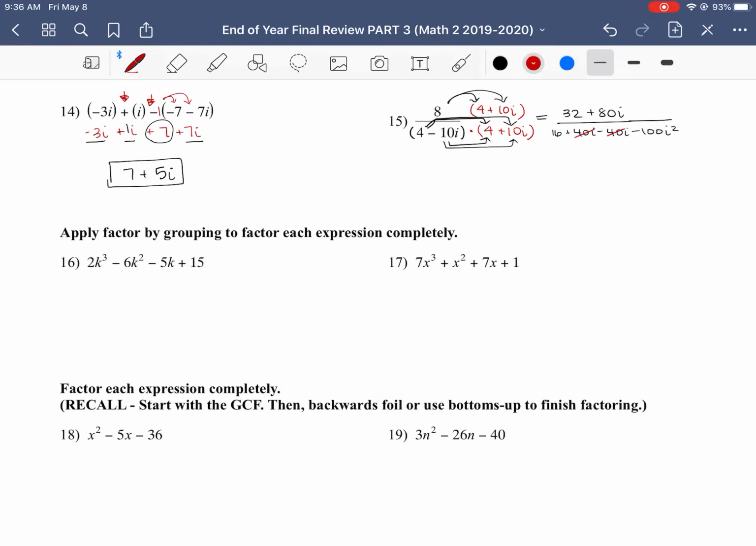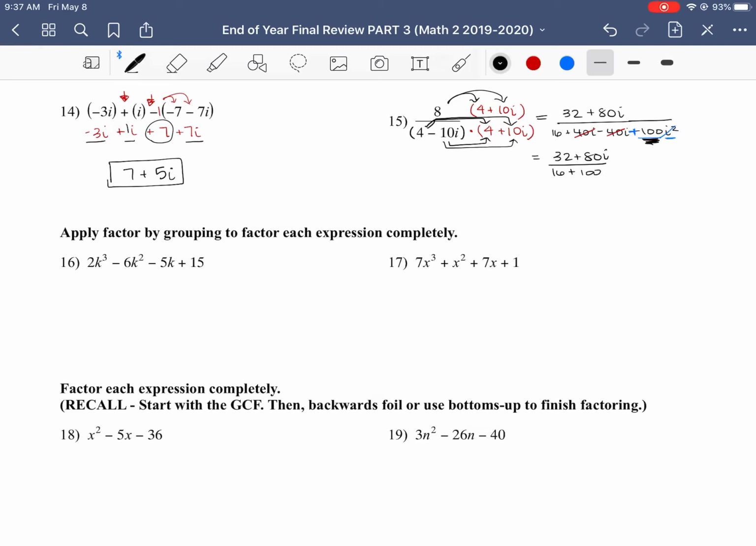Now again, if you look at the bottom, the 40i and the negative 40i are going to add to 0. They're going to cancel out, right? That's why we use the conjugate, because it made that happen. The other piece we can simplify is, notice this i squared. Remember, from the front, i squared is equal to negative 1. So if we multiply this negative 100 by negative 1, really all that's doing is making it a positive value. So on the bottom here, if I were to rewrite this, I'm going to leave the top the same.